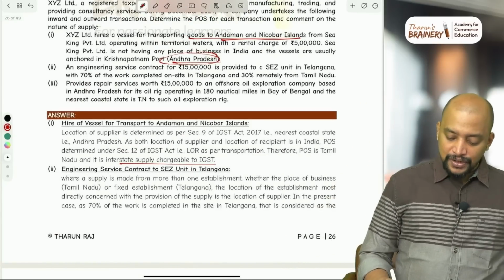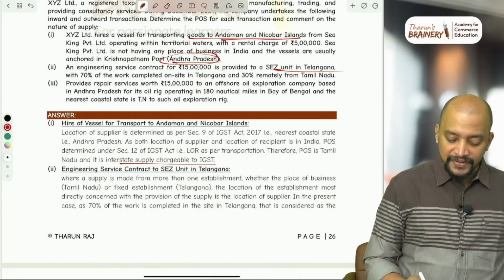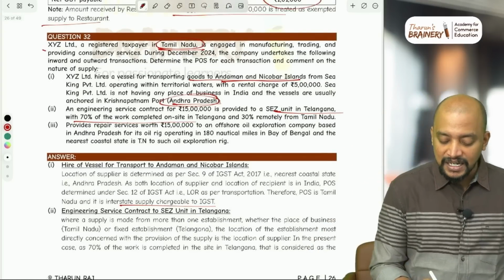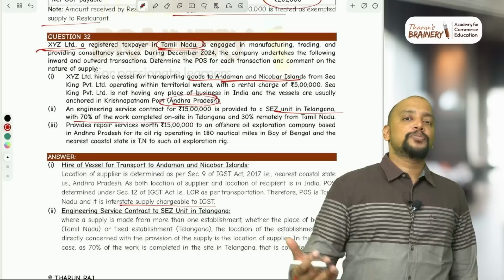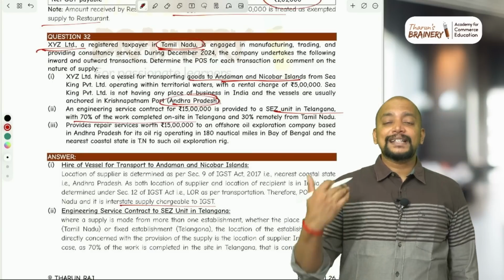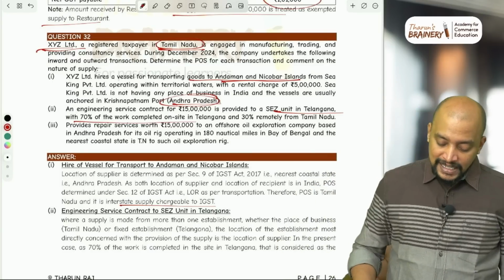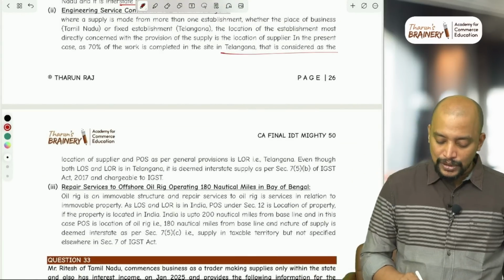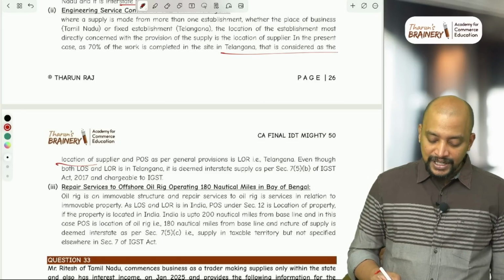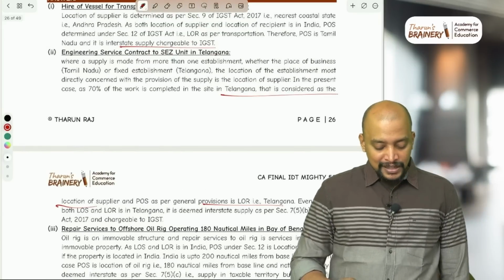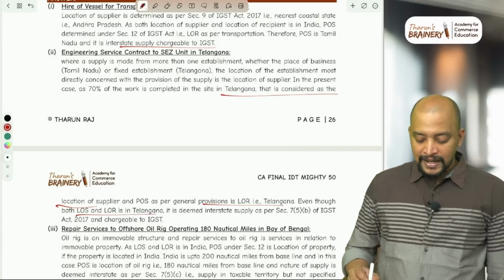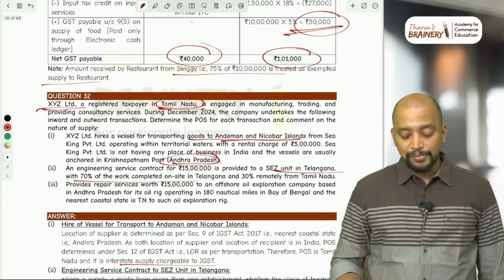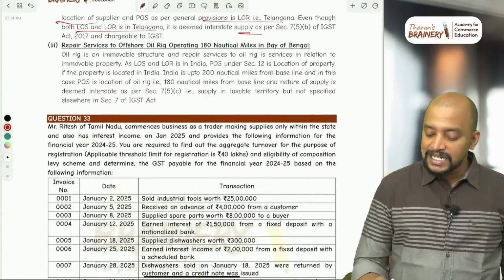An engineering service contract is provided to an SEZ unit in Telangana with 70% of the work. Location of supplier. See here, XYZ Limited is the supplier, right? Where majorly they have provided, recipient or supplier, both are the same. That establishment which is most directly concerned. What is the establishment most directly concerned? Telangana in this case. Therefore, Telangana is considered as the location of supplier, and the place of supply as per the general provision, that is the location of recipient. So even though both are in Telangana, it will not come under intrastate supply. Why? Because this is a supply to an SEZ. Supply to an SEZ will be deemed interstate supply.